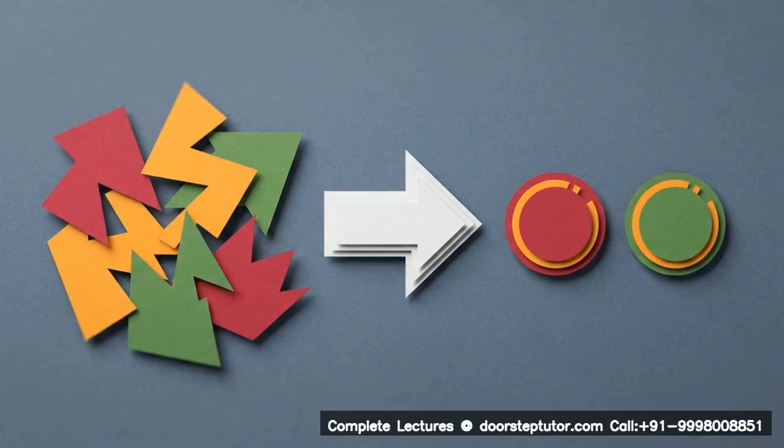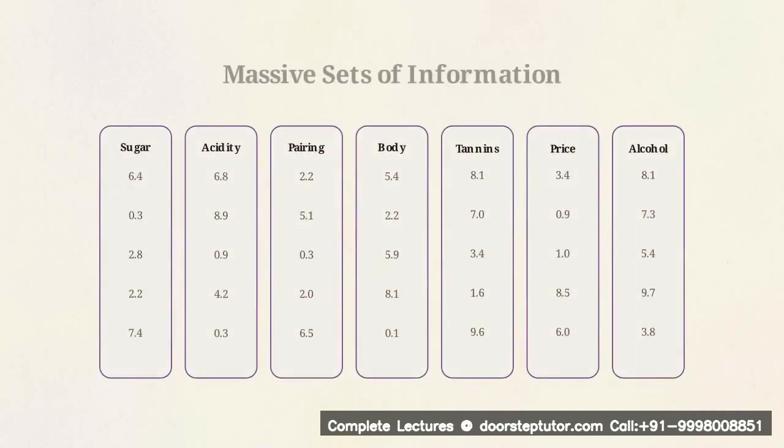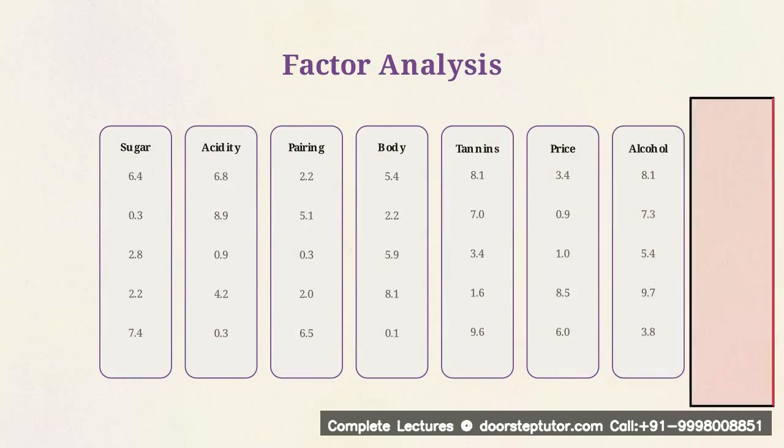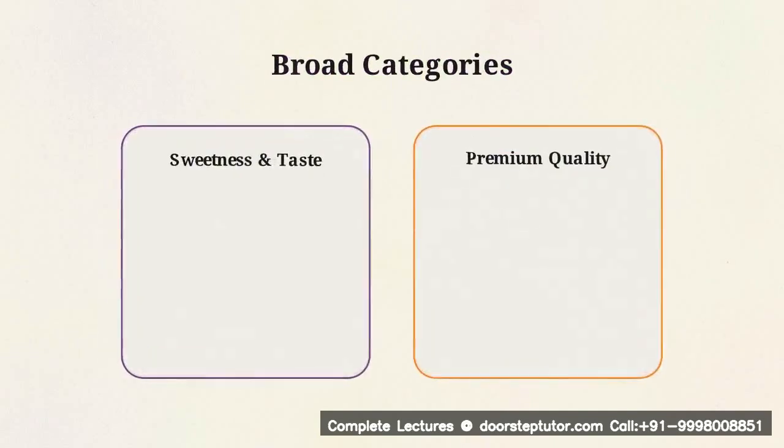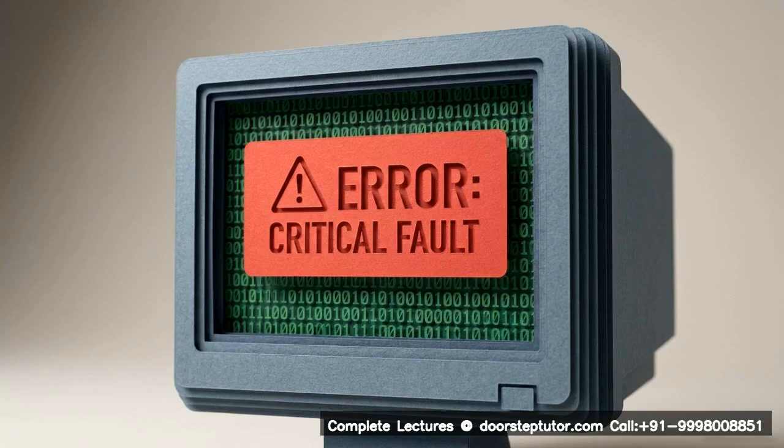Instead of juggling 7 separate characteristics for every cup, you want to compress that information into a couple of broad, actionable choices. You want to know if this is a sweet treat or premium health. To automatically find those broad categories inside massive sets of information, researchers feed the raw data into a mathematical algorithm called factor analysis. But the computer algorithm has a blind spot.